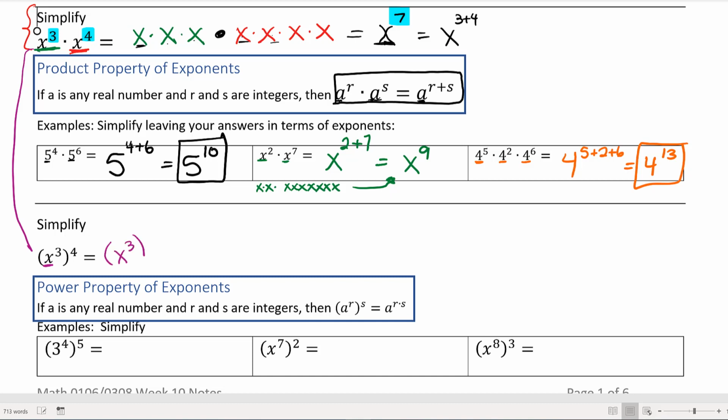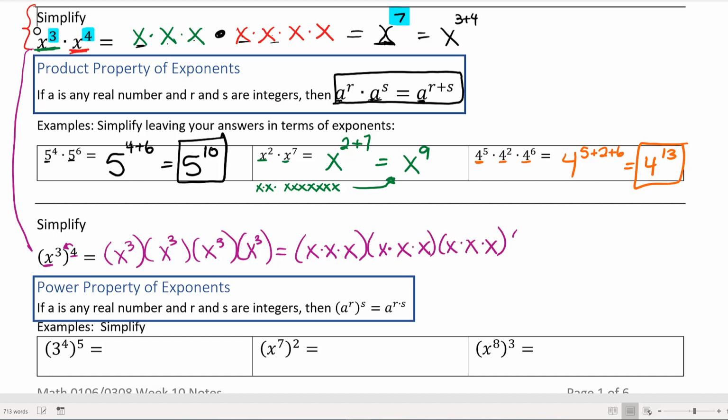So we have x cubed to the 4th. So I'm going to write the 4 which indicates that we're going to repeat multiply whatever's in the parentheses. So x cubed is going to be multiplied by itself. X cubed times x cubed times x cubed times x cubed. Now if I go one step further, x cubed means x times x times x. So in each of the parentheses I have 3 x's being multiplied. And now we have all of these things being multiplied because parentheses means multiply. How many things do I have being multiplied here? 1, 2, 3, 4, 5, 6, 7, 8, 9, 10, 11, 12.